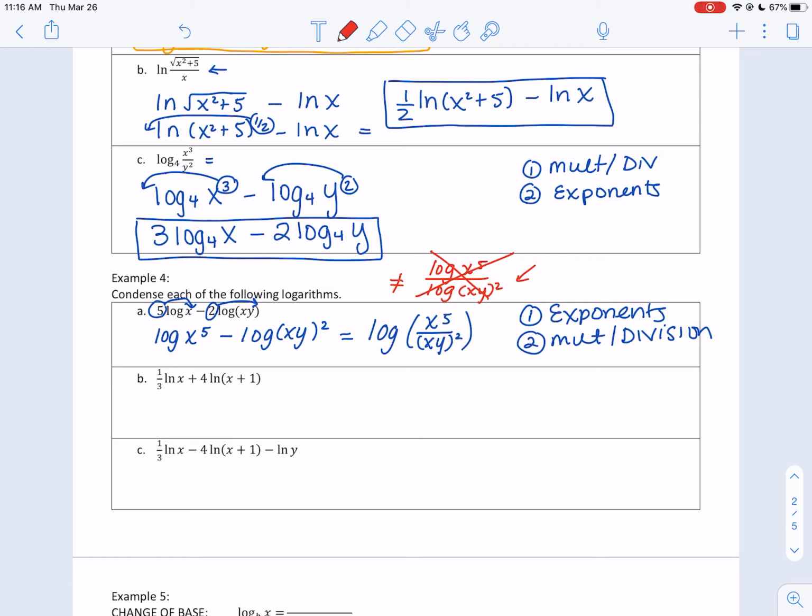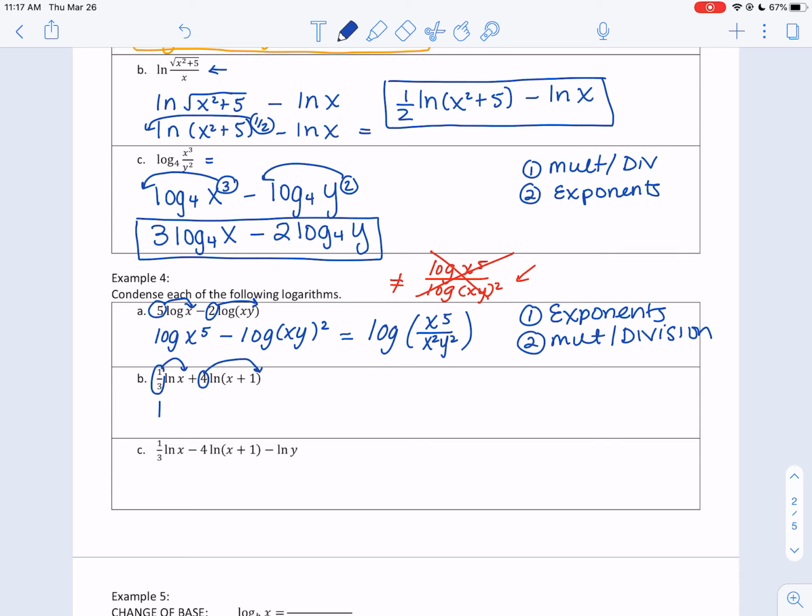We are taking two separate logs and writing them as one singular log. If you'd like to clean this up a little bit further, what we could do is we can actually just take this denominator here and distribute that exponent, or rewrite it as x squared y squared. That would be equivalent as well. Again, if we go on to number B, just make sure here, gentlemen, that we're taking our exponents first and moving them back.